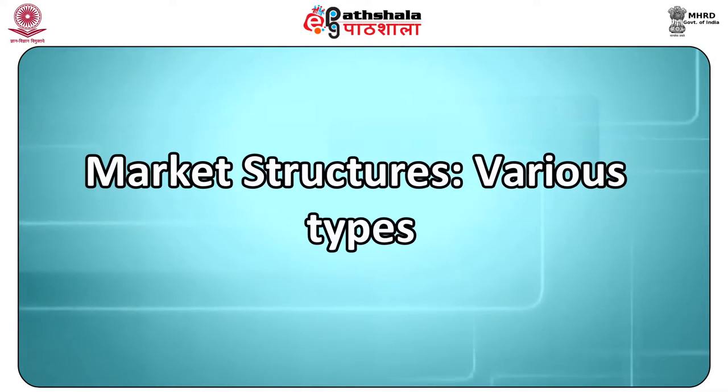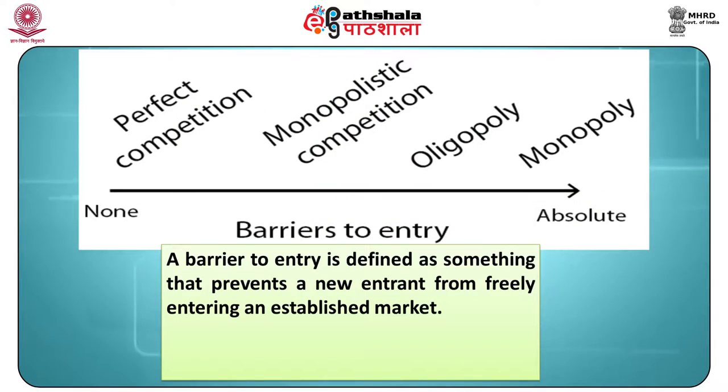Next is market structures, its various types. Before we learn how market structures are determined by the barriers to entry and how different barriers to entry induce market structures in turn, it would be a good idea to revise the basic characteristics of the market structures that we all have studied in microeconomic theory. In microeconomic theory, there are broadly four types of market structure: perfect competition, monopoly, monopolistic competition, and oligopoly.